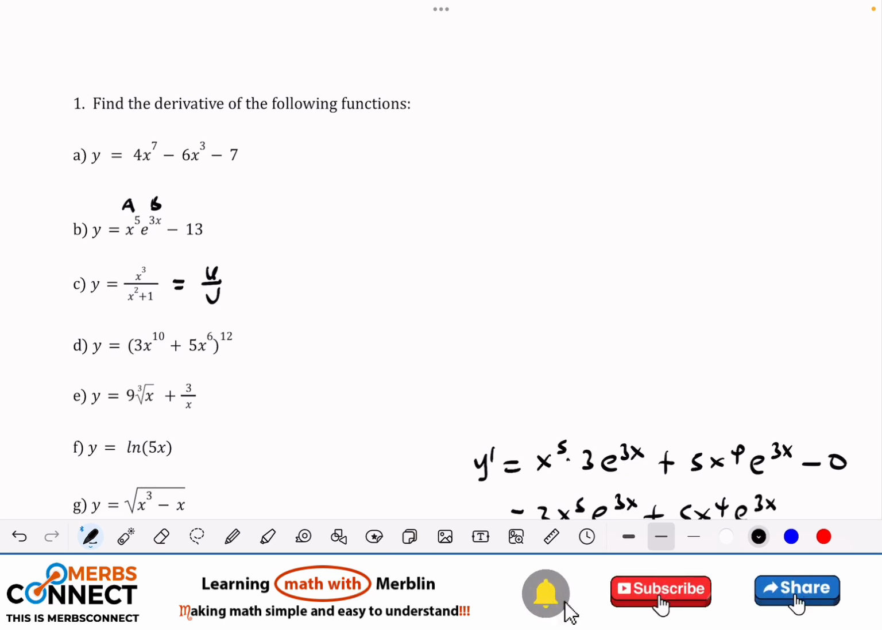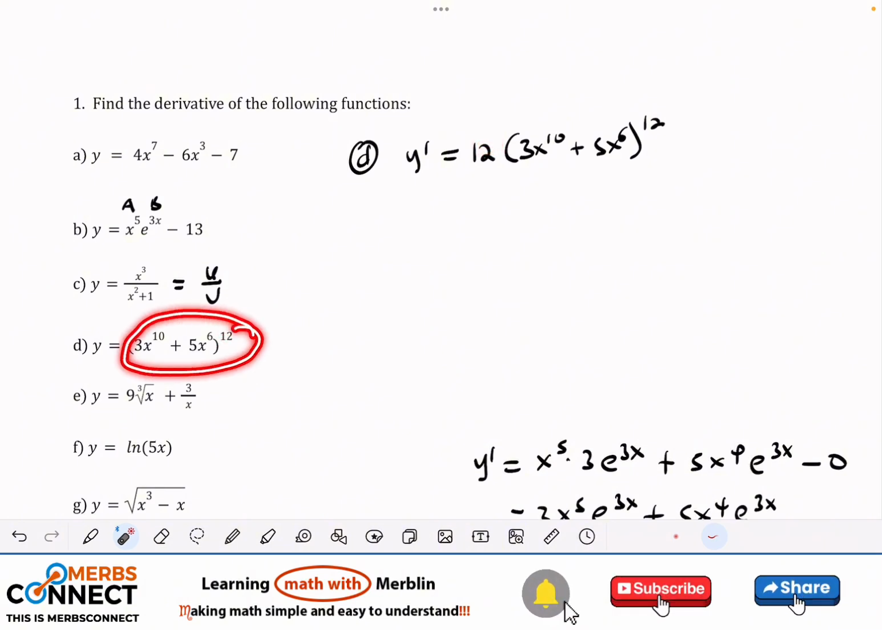y prime for D is going to be equal to, so first we are going to apply the power rule on this function here, 12. So this 12 will drop down. So I drop the 12. Then I maintain the whole function, which is 3x to the power 10 plus 5x to the power 6, to the power 12. So what happened? 12 drops down. I maintain the whole function, but the power rule says that I should subtract 1, right?